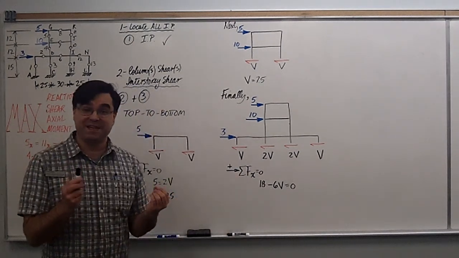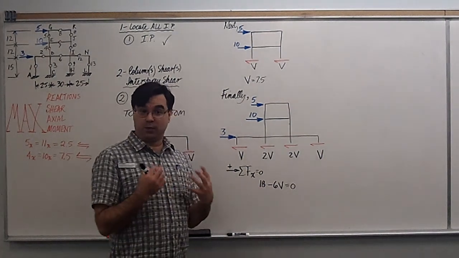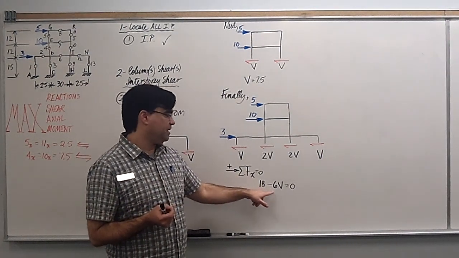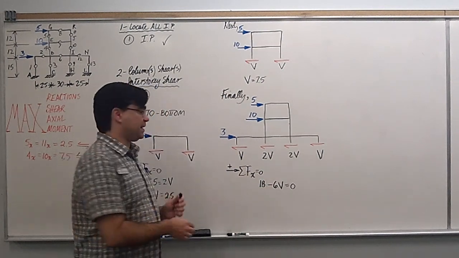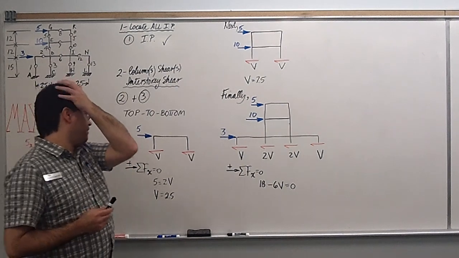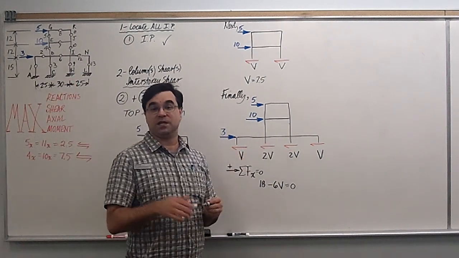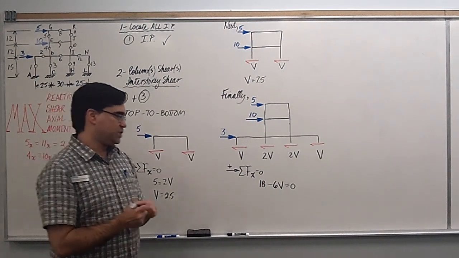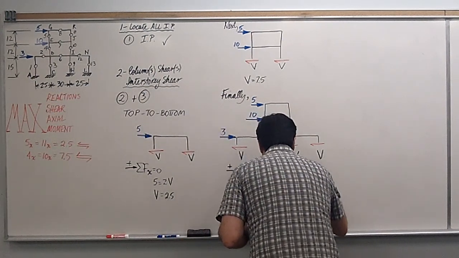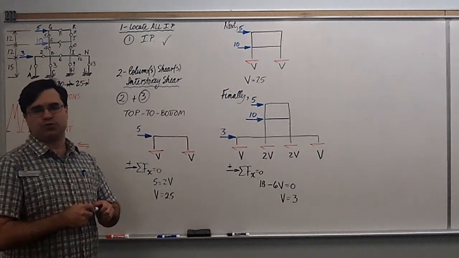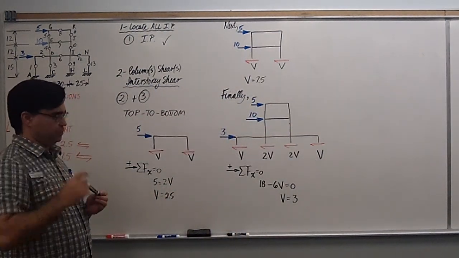A common mistake here, especially when one is rushing, is to simply write that number correctly minus 4V, right? Not recognizing that each one of these is 2V. And that's true especially when you have a whole bunch of interior columns. Each interior column is 2V. So let's check this out. V equals 3 kilonewtons or kips, depending on the units of force that you use.